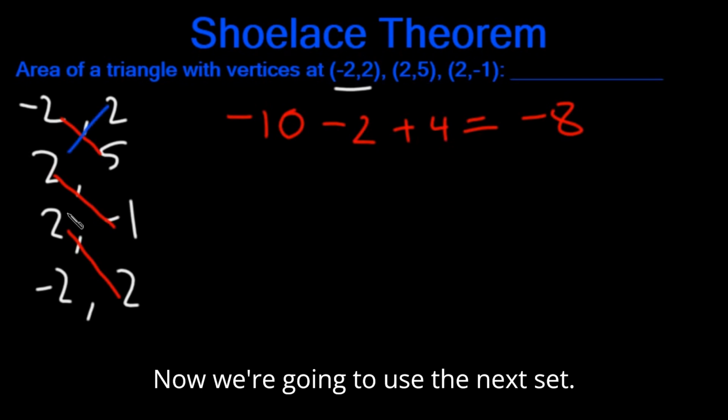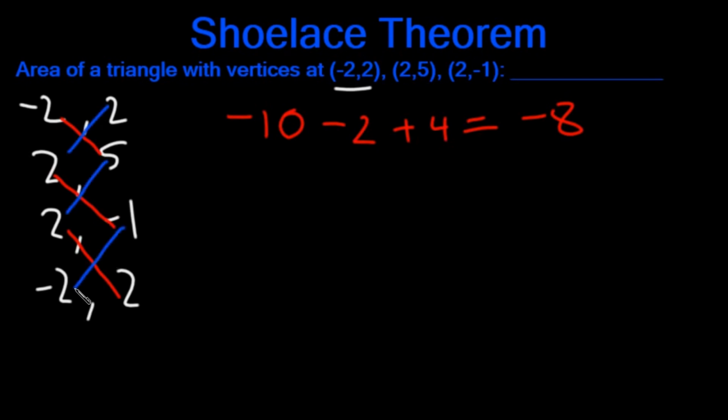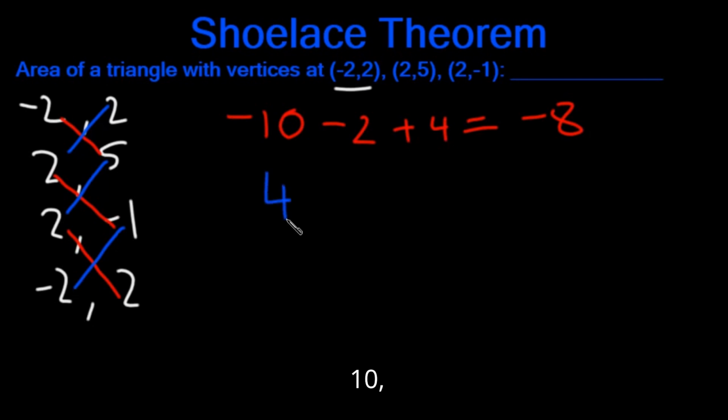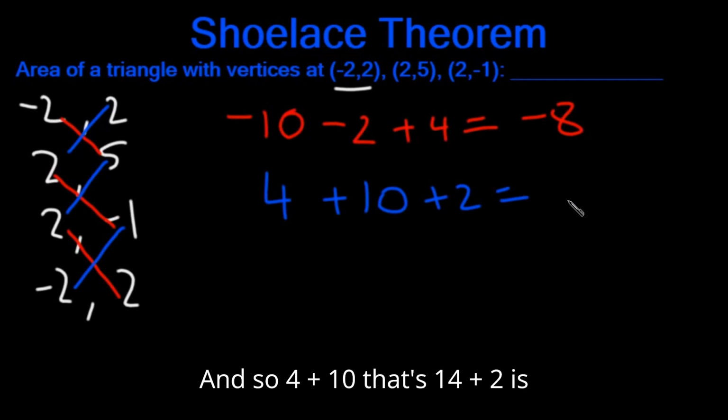Now we're going to use the next set. Well, we're going to do it basically the other way. 2 times 2 is 4. 5 times 2 is 10. Right, -1 times -2, that's positive 2. And so 4 plus 10, that's 14, plus 2 is 16.